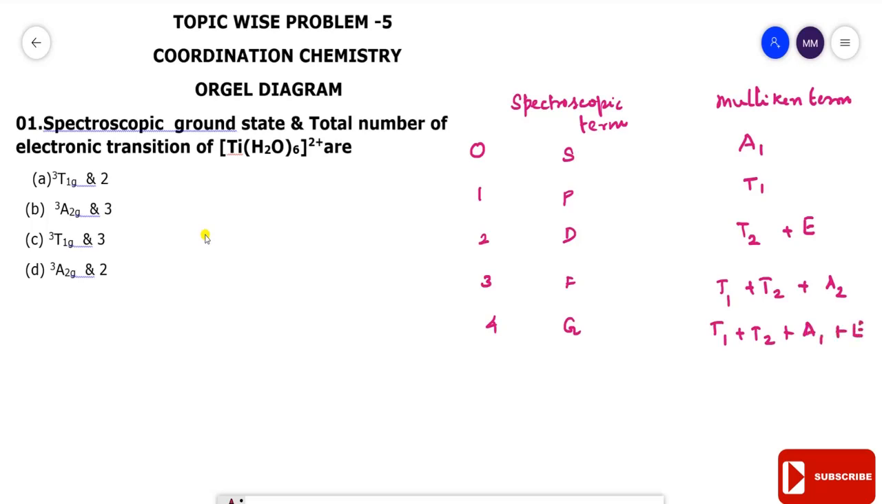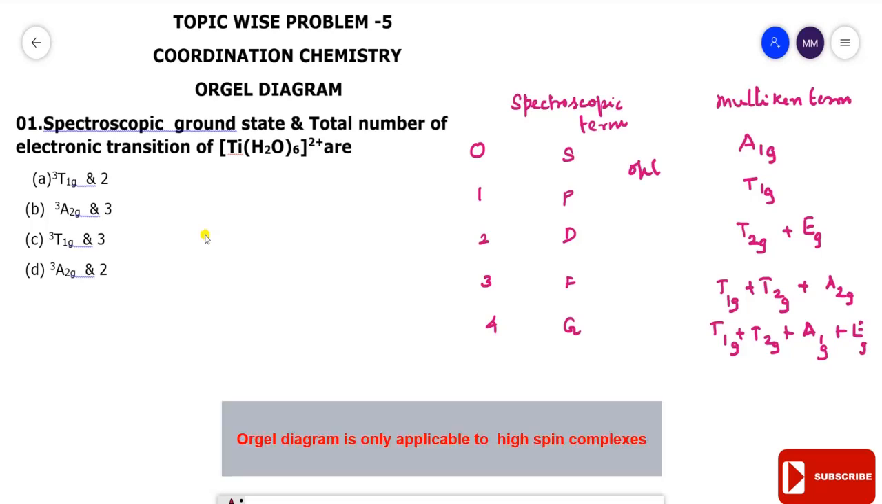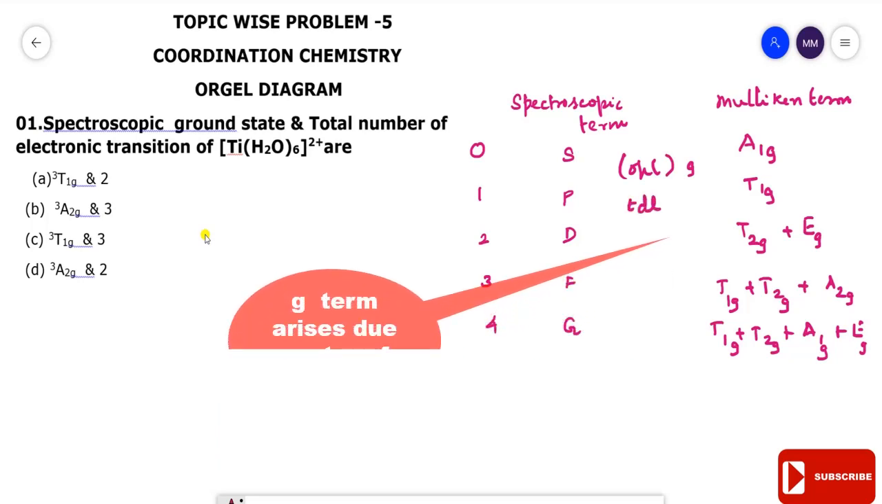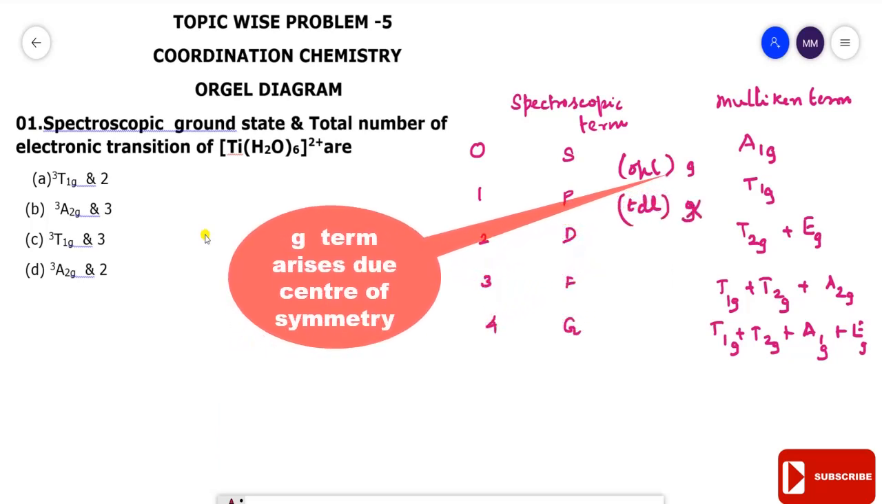In case of octahedral complexes, the g term, gerade, is added. This is due to the center of symmetry. But in case of tetrahedral, there is no g term, gerade term. Okay, you have to mind it. So for octahedral there is a g term, and for tetrahedral there is no g term. So this is the basic split and pattern.